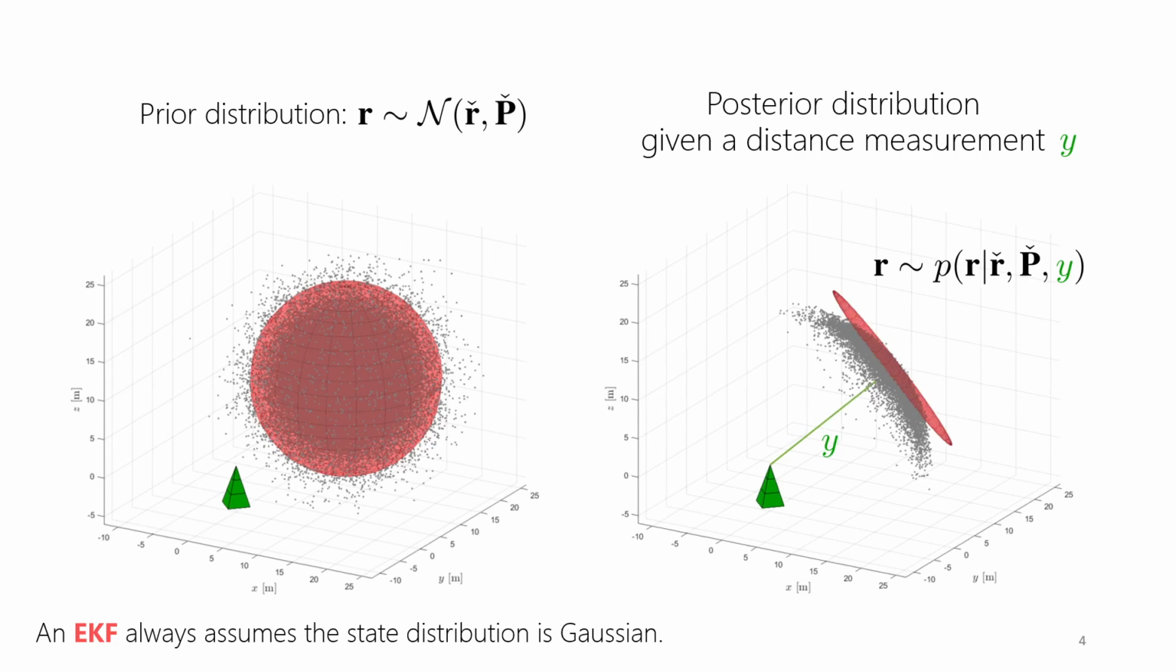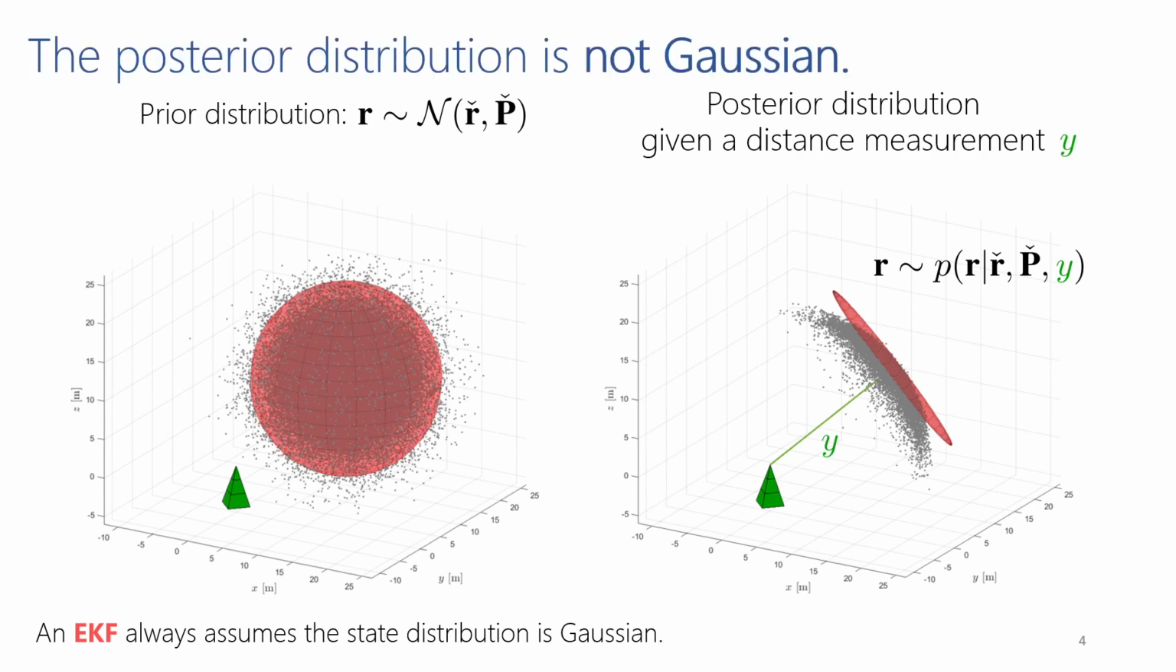If we execute a Kalman filter correction step, we obtain the distribution shown by the red ellipsoid. Since the extended Kalman filter always assumes the state distribution is Gaussian, it can only generate ellipsoid-shaped distributions. This is a poor representation because the posterior distribution is most definitely not Gaussian.